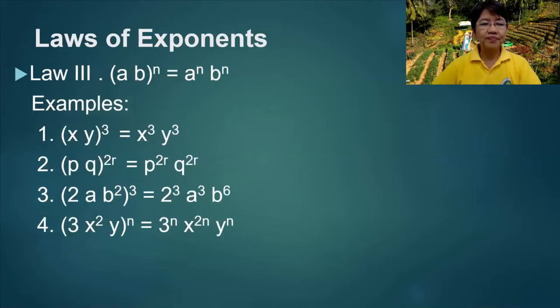Law number 3, a times b raised to the n power is equal to a to the n times b to the n. Examples. Number 1, xy cubed is equal to x cubed y cubed. And number 2, p cubed q raised to the 2r is equal to p to the 2r and q to the 2r. Number 3, 2ab squared cubed is equal to 2 cubed, a cubed, b to the 6th. And number 4, 3x squared y raised to the n is equal to 3 to the n, x to the 2n, and y to the n.